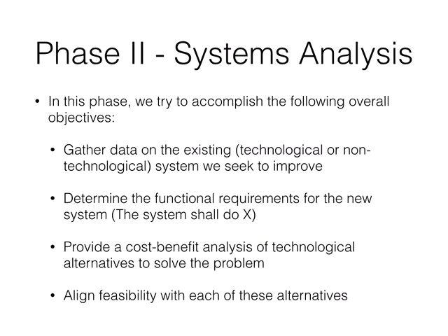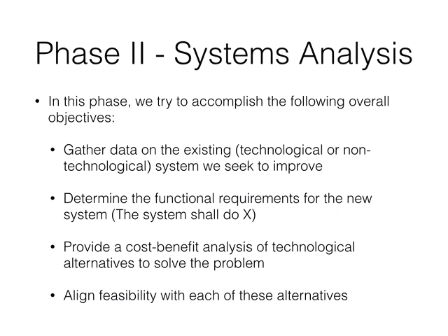So moving on to the next slide and the next phase, let's talk about systems analysis. So this is probably the most intense phase of the systems analysis and development process, the SAND process. So in this phase, you try to accomplish the following overall objectives. You gather data on the existing system that you seek to improve, technical, non-technical. You determine the functional requirements.